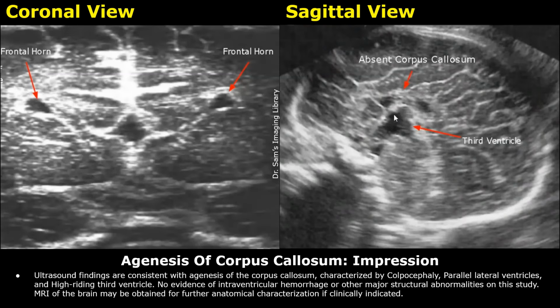This is the impression. Ultrasound findings are consistent with agenesis of the corpus callosum, characterized by colpocephaly, parallel lateral ventricles, and high-riding third ventricle. No evidence of intraventricular hemorrhage or other major structural abnormalities on this study. MRI of the brain may be obtained for further anatomical characterization if clinically indicated.